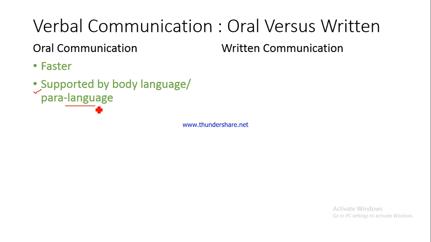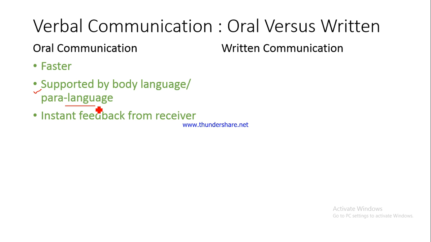So even if the oral communication is taking place over phone and the receiver does not have any access to the body language of the sender, he can still make out what the sender is trying to communicate by paying attention to the sender's paralanguage, to his accent, to his pitch, to how fast or slow he is talking, right? Again, please understand that oral communication is beneficial in one sense.